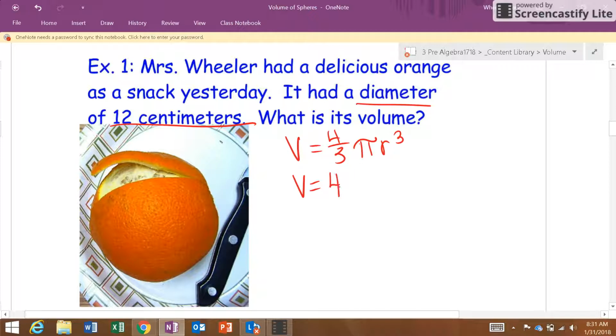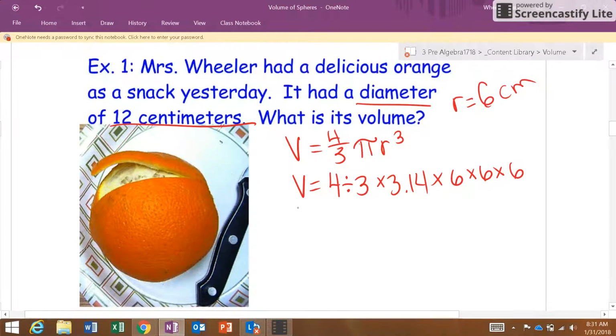If you're using your calculator for the 4/3, you can type it in as 4 divided by 3. Pi will be 3.14. And then if the diameter is 12, then the radius must be, hopefully you were thinking, 6 centimeters. We divide that diameter in half. And so 6 to the third power would be 6 times 6 times 6. Just be careful you're not calculating 6 times 3. I like to write out all of them, and then type it into your calculator carefully.